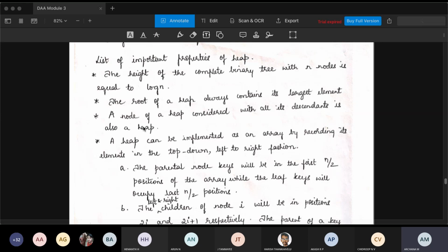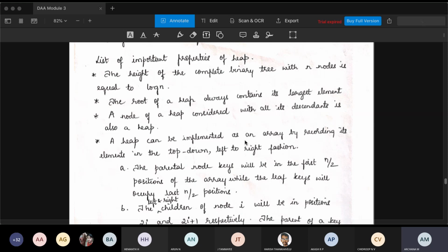A node of a heap considered with all its descendants is also called a heap. Whatever the descendants, you keep on writing. Any number of children, any number of leaves, any number of parents you write. Whatever you consider, even the smallest children or the smallest leaves, they are also considered a heap. Heap is nothing but everything, every node whatever you keep on adding, that is considered a heap in the tree.